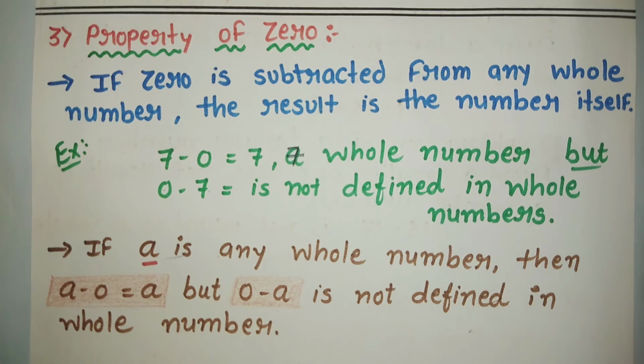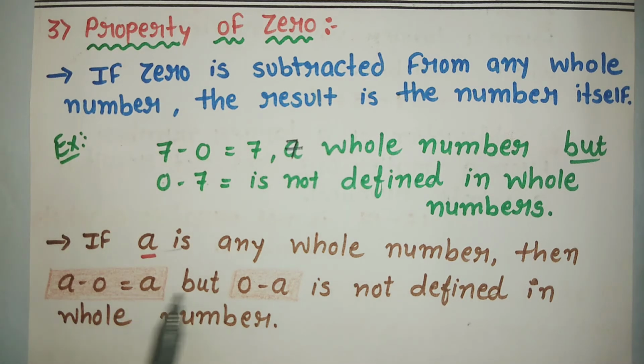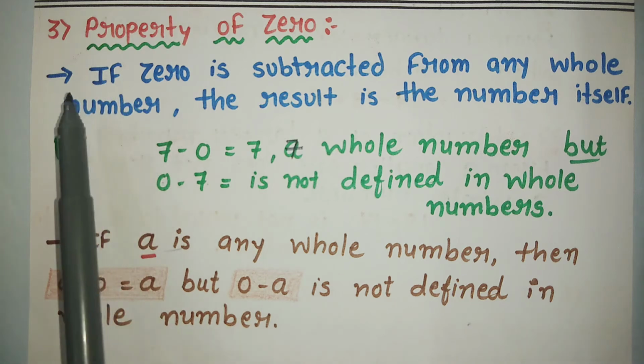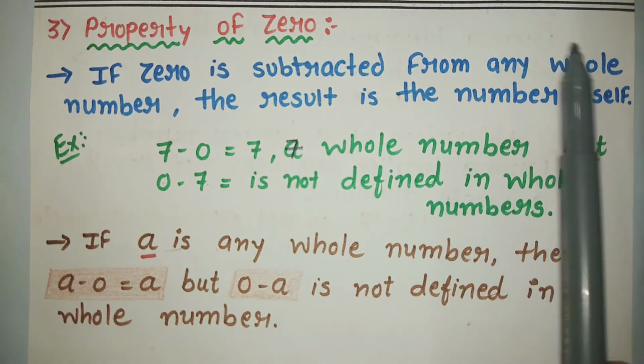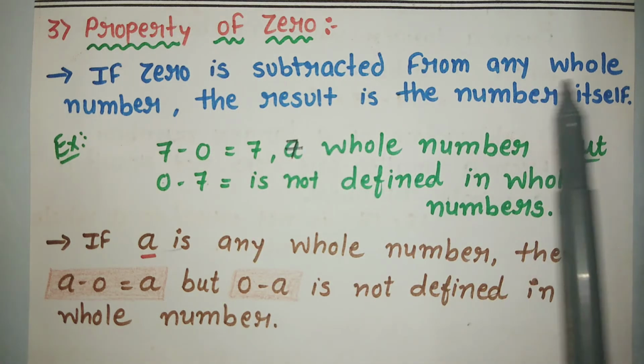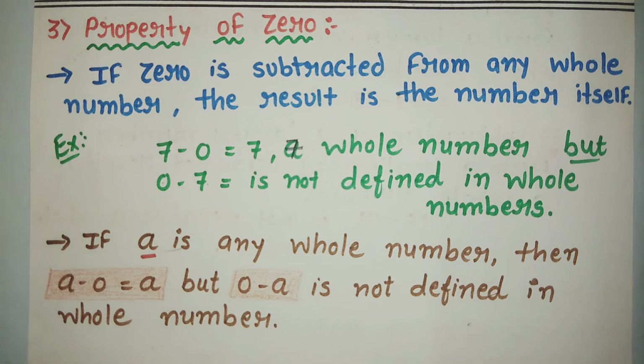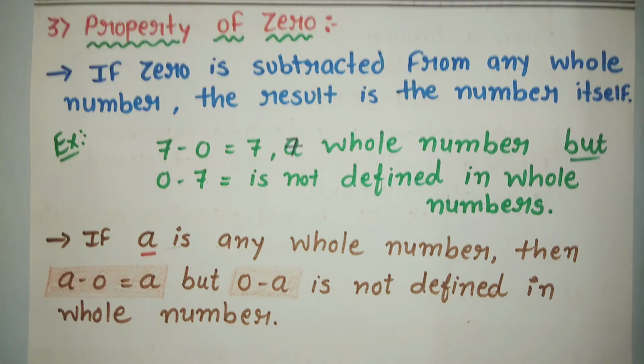So what is the conclusion here? If A is any whole number, then A minus 0 equal to A is right. But 0 minus A is not defined in whole numbers. So what is the property of 0 in subtraction? If 0 is subtracted from any whole number, the result is the number itself. This is the property of 0.